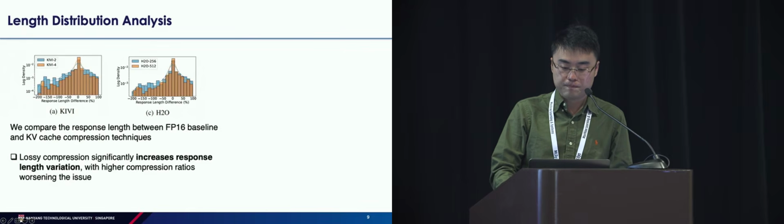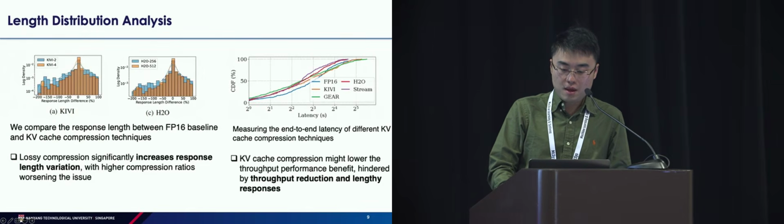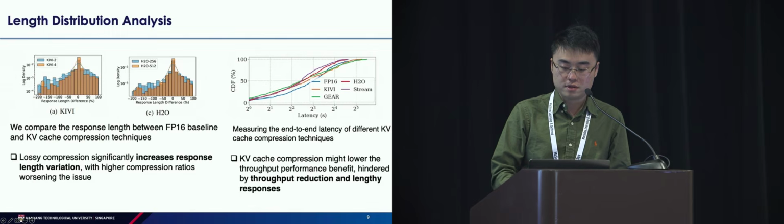And then we present the distribution of end-to-end latencies of different KV cache compression techniques. Specifically, we measure the latency for each sample in the Shared GPT dataset with a fixed batch size of 1. We noticed that the performance gains of compression methods are not significant because KV cache compression might reduce the throughput and increase the response lengths.